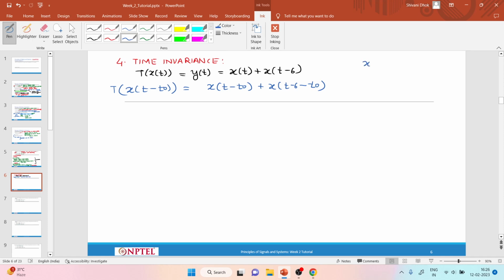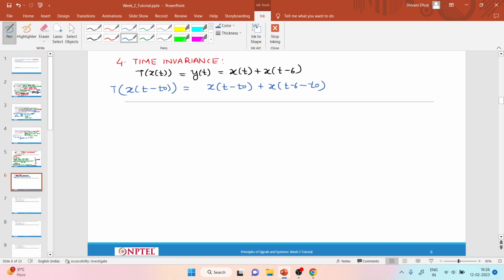Like if I have the input as x of 2t, then shifting this input by t naught will give x of 2t minus t naught. This will mean shifting of the input, and we don't have to replace t by t minus t naught. So this point has to be taken care of.